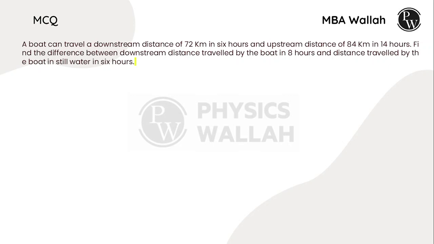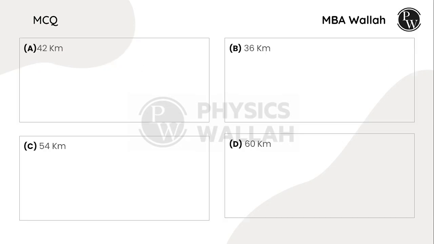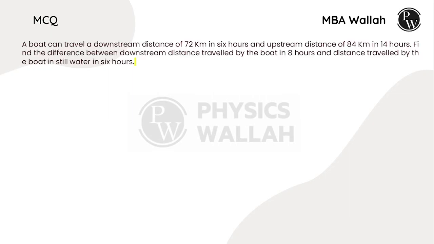Hello students. So the question is, a boat can travel a downstream distance of 72 km in 6 hours and upstream distance of 84 km in 14 hours. Find the difference between downstream distance traveled by the boat in 8 hours and the distance traveled by the boat in still water in 6 hours. Okay. And the options given are A 42 km, B 36 km, C 54 km and D 60 km.